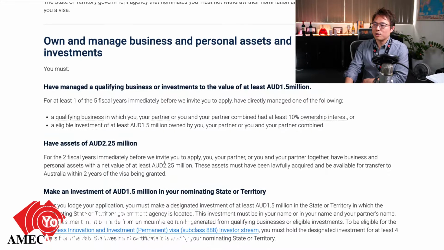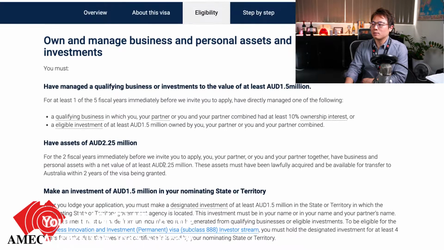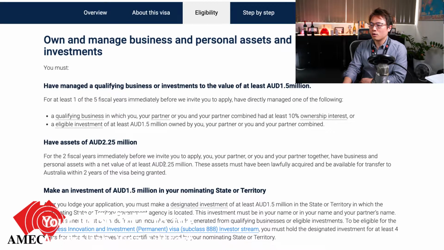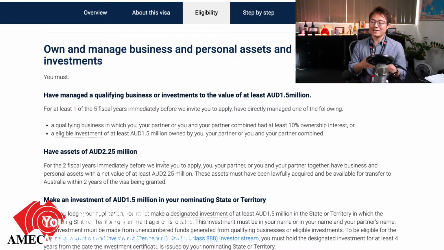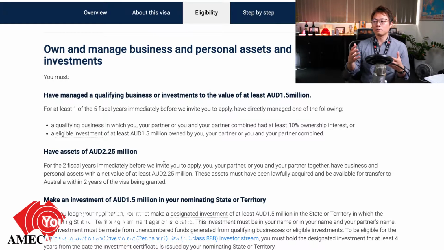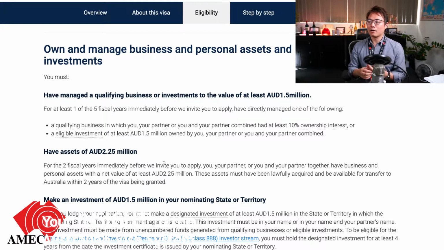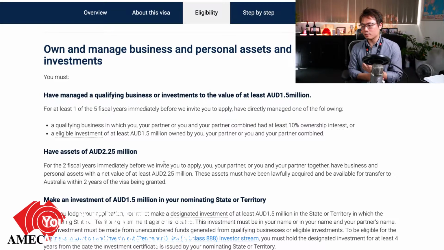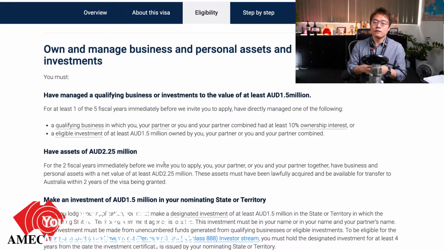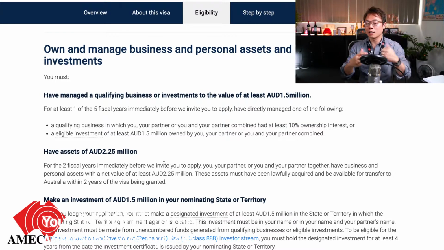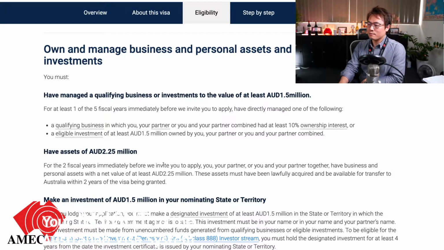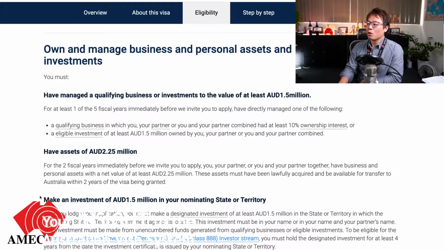Now, this part, owning and managing business and personal asset investments, is the most bulky part, so I would like to go through all of this. Previously, my videos dissected them into different formats, how you can categorize an investment, eligible investments, things like that. If you want to know more detail, you can refer to those videos that I previously made. So now these 3 things have to be all ticked.